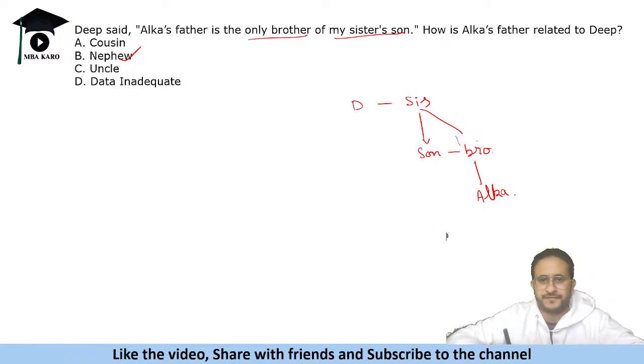Okay, this will be Alka's father. My sister's son. So Deep's sister's son. Okay, and Alka's father is the only brother of this son. So his only brother is this, and that is Alka's father. So we know that this person is nephew of Deep.